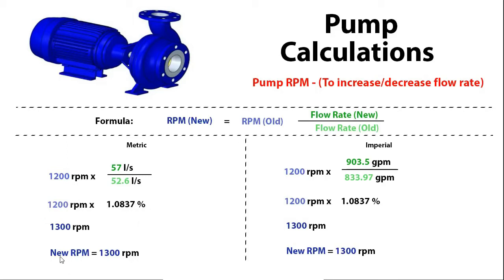And so you multiply these out together, and that will bring you down to 1,300 RPM. So that is the speed that the impeller needs to rotate at in order to achieve this new flow rate.